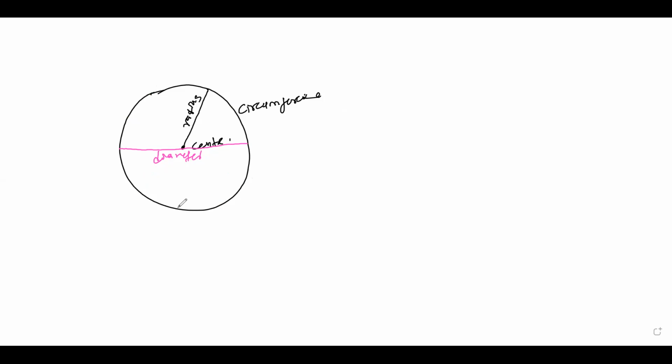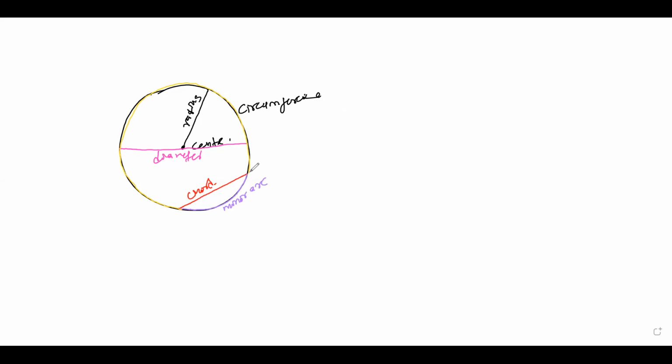Okay. But now we have another line joining 2 points on the circumference, but it does not pass through the circle center. That's a chord. And then when that chord cuts the circle, you will have an arc here. And this is a minor arc, a smaller arc. And then this is the major arc. This is a major arc.